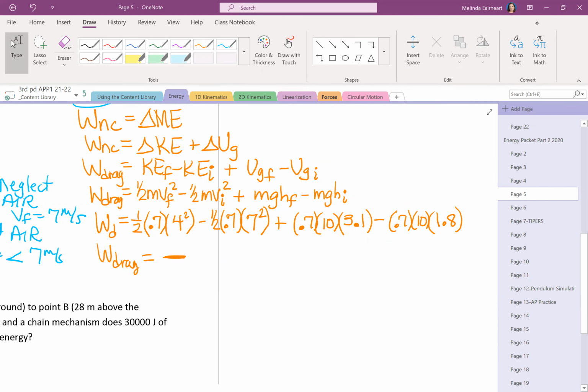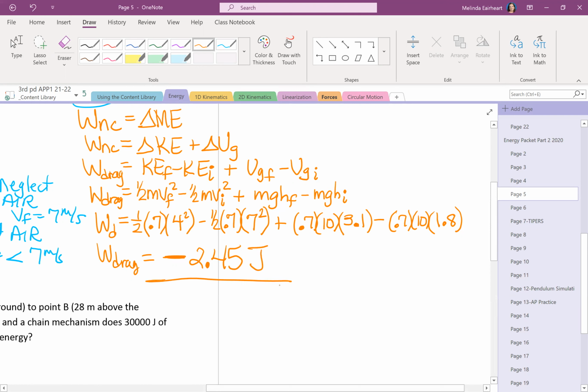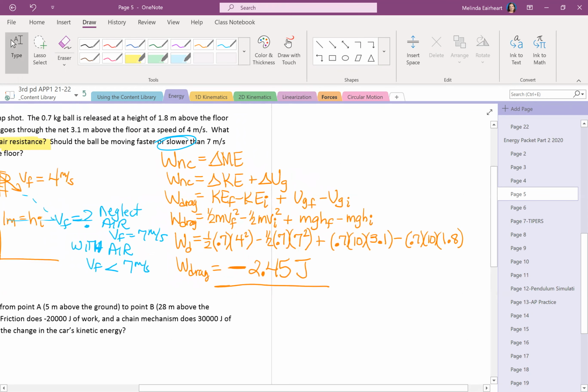When you get an answer, let me know. 2.45. Okay, hopefully we all get that. And it should come out in joules because everybody was SI units, okay? Again, it's negative. Drag is going to take energy from the system. Good on that one? Okay.